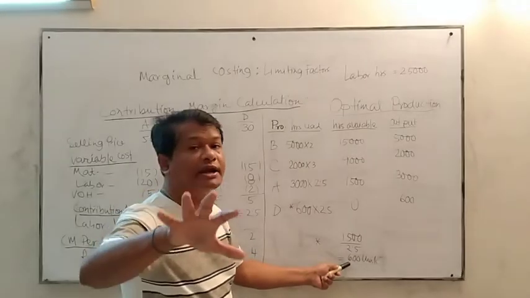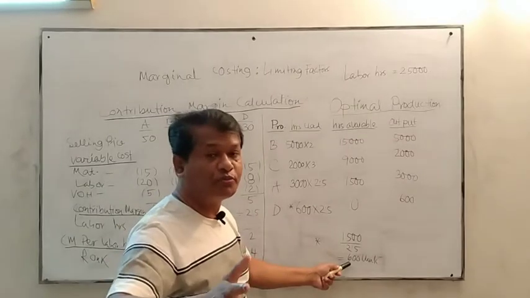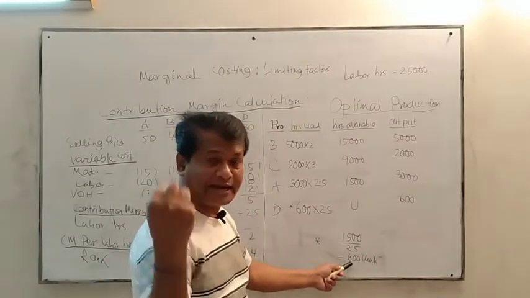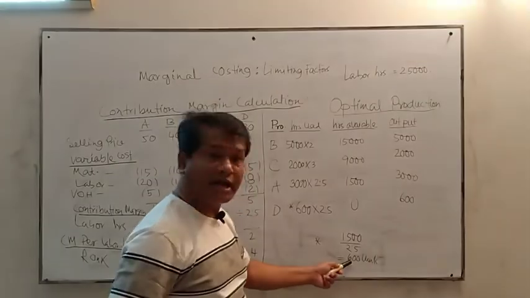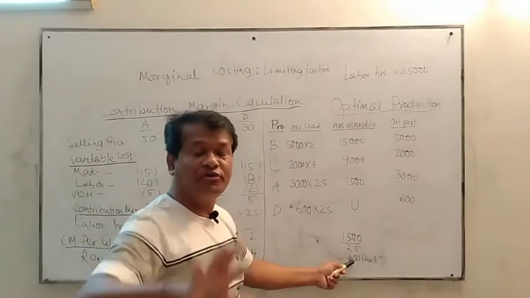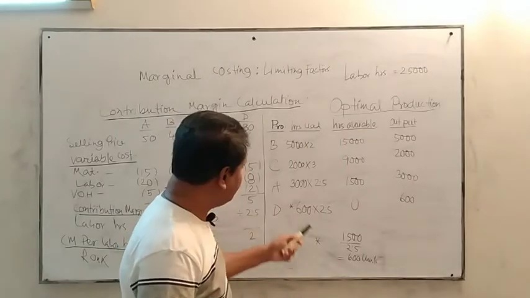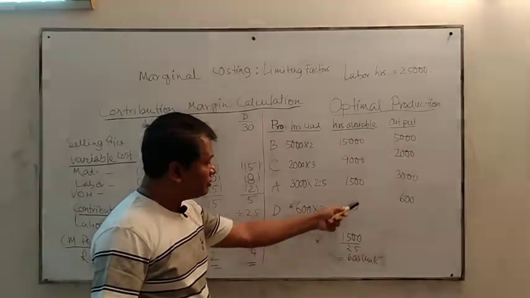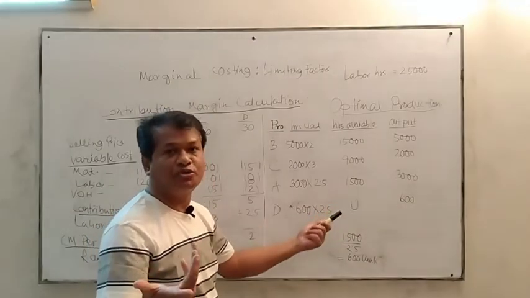Here 1500 divided by 2.5 gives 600 units. But market demand is 2000 units, and you cannot produce that with the existing resources, that is, the labor hours. That's why you are curtailing the production. You have to produce right now only 600 instead of 2000 units. So 600 multiplied by 2.5, and the available hours go to 0.